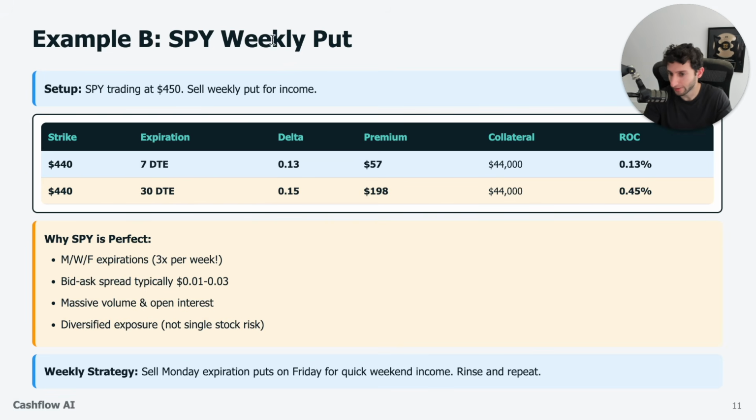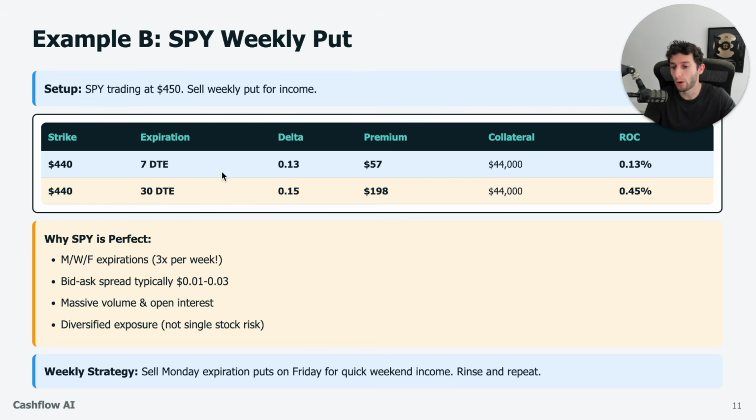If we look at SPY as an example, you have the 7 DTE and the 30 days expiration, same strike price. Obviously, if you go further out, you're going to make more money, but you can make $57 every single week you're doing this if you're getting it 7 days out, right? Let's say SPY is trading at 450, you can sell that weekly put for income.